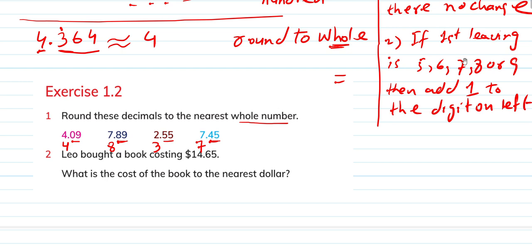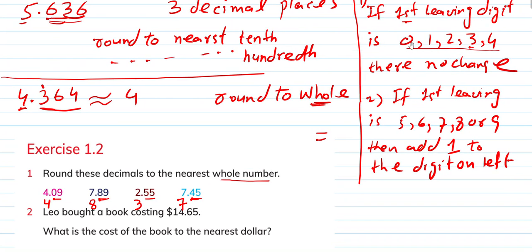Yes, can you repeat again? Why 5? What is the first leaving? I told that if the first leaving is 0, 1, 2, 3, 4, no change. If any one of them, no change. Because the first leaving is 0, so there will be no change. Always remember that one.